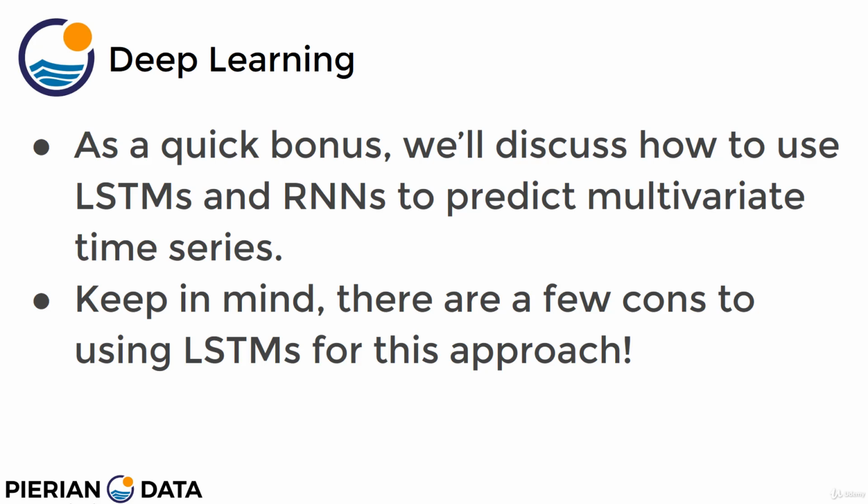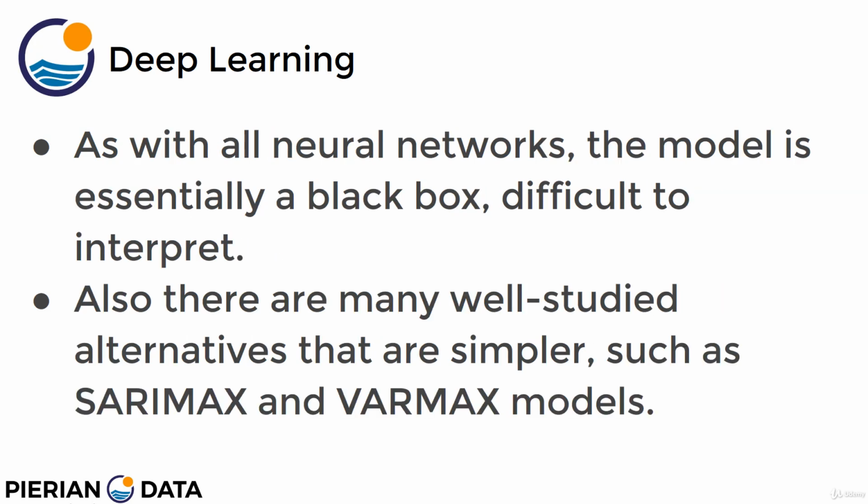Something to keep in mind, though, is that there's a few cons to using LSTMs for this approach. As with all neural networks, the model is essentially a black box. That makes it really difficult to interpret what the model is actually doing internally in order to predict this multivariate time series. And that's a problem that extends not just to multivariate time series, but to using recurrent neural networks for time series in general. It's essentially a black box, so you can't see what factors are important to the network, especially for a deeper and larger network, that actually relay information for forecasting into the future.